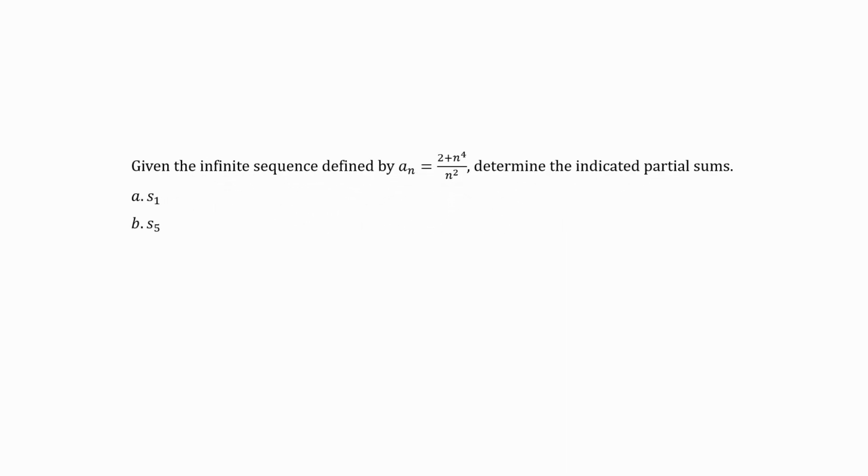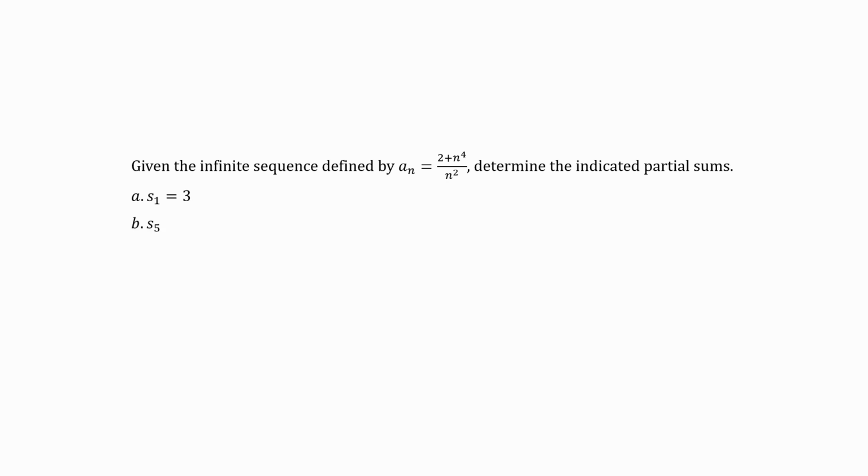For example, given the infinite sequence defined by a sub n equal to 2 plus n raised to 4 all over n raised to 2, determine the indicated partial sums. Una yung first partial sum, next yung fifth partial sum. So S sub 1, equal lang din sa first term. Kaya S sub 1 is equal to a sub 1, which is equal to 2 plus 1 raised to 4 all over 1 raised to 2. So equals 2 plus 1 over 1. So therefore, S sub 1 or the first partial sum is equal to 3.